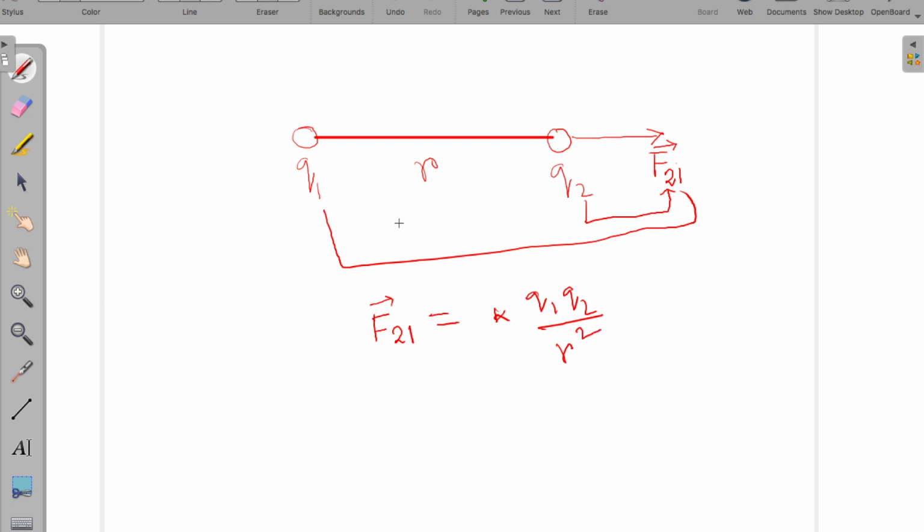Now the point is how we will write the vector R in this case. The distance R has been taken from the charge Q1, and the distance ends at the charge Q2. So the distance I will write starts from 1 to 2, and the unit vector will be R12 cap.